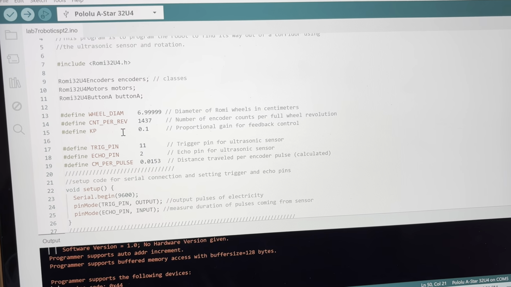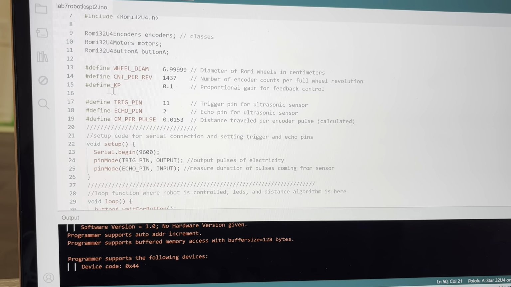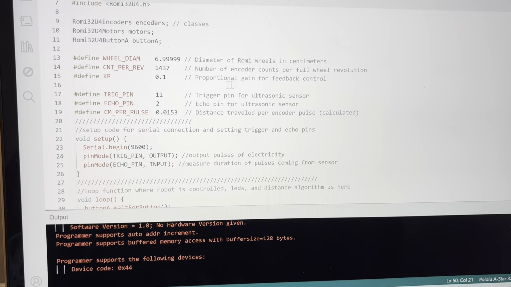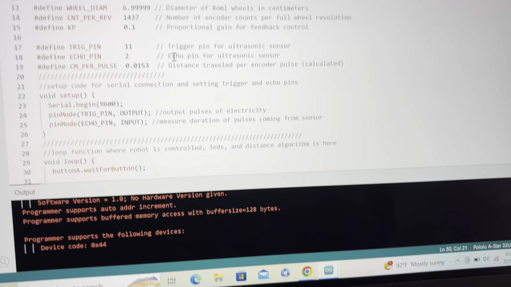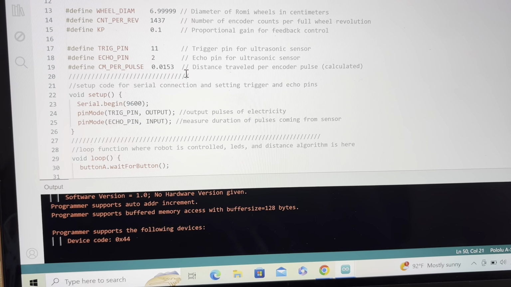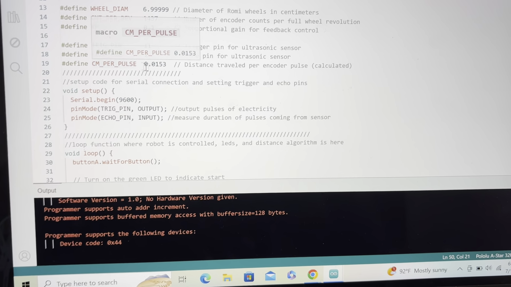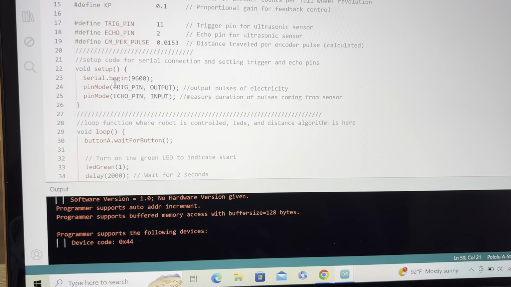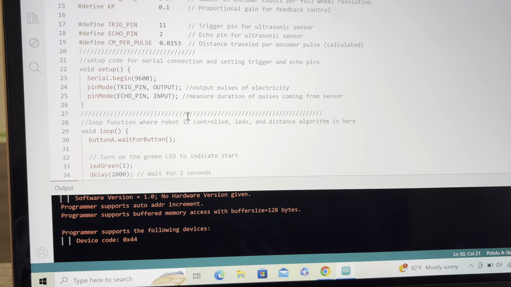My classes, my magic numbers. I have my wheel diameter, count per revolution, and kp's for my encoders for them to go straight. These are my trigger pins for the ultrasonic sensor. Then this is how many centimeters the robot travels per pulse. Over here I have my setup function. It's just setting my trigger and echo pins, and also the serial connection.